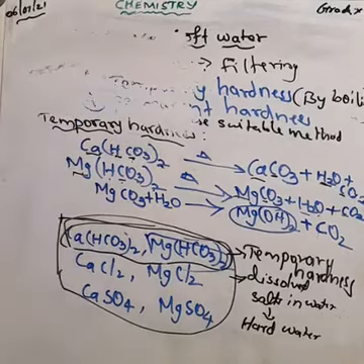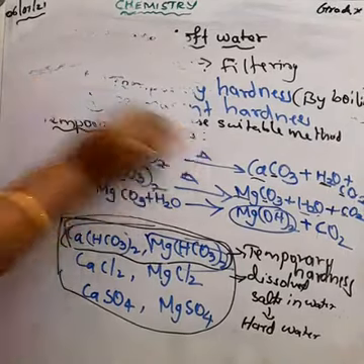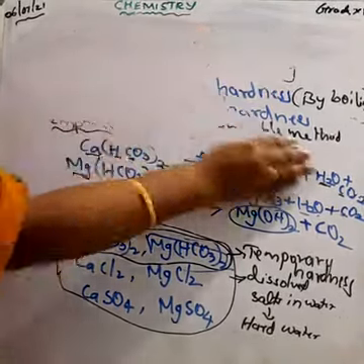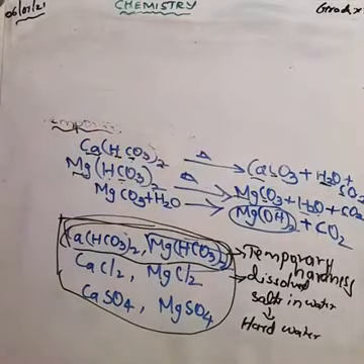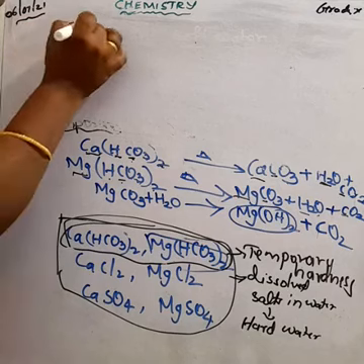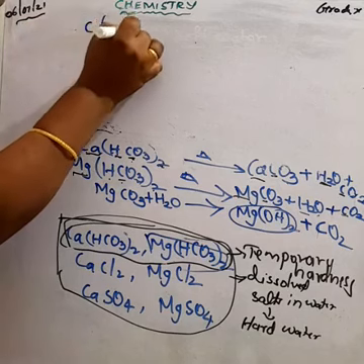Understood? And there is another method to remove the hardness of water. The name of the method is Clark's method. Which method? Clark's method.